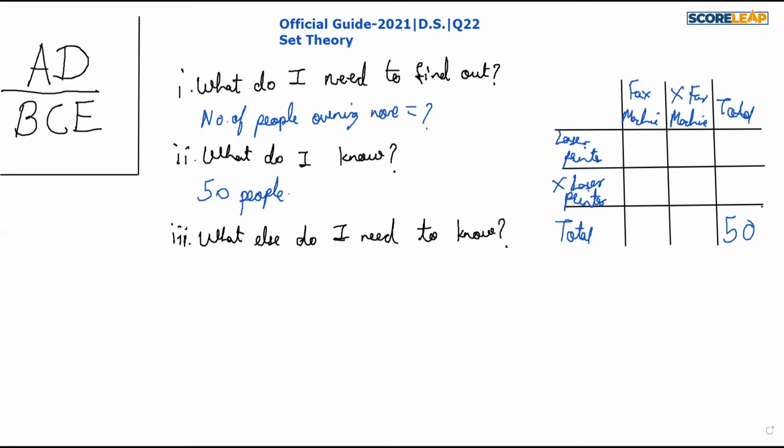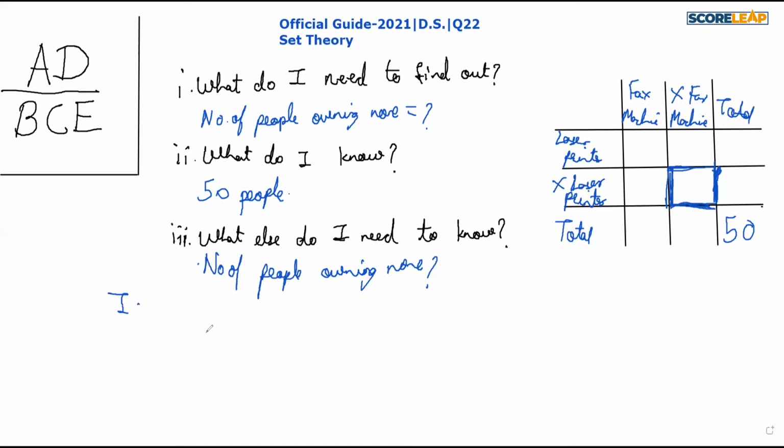So what else do I need to know? I need to find out the value of people who own neither a fax machine nor a laser printer. So this box is our target value. If we are somehow able to calculate this, our question will be solved. So let us quickly jump to the options. Before that, what else do I need to answer? The number of people owning none. So it is the same as the answer one.